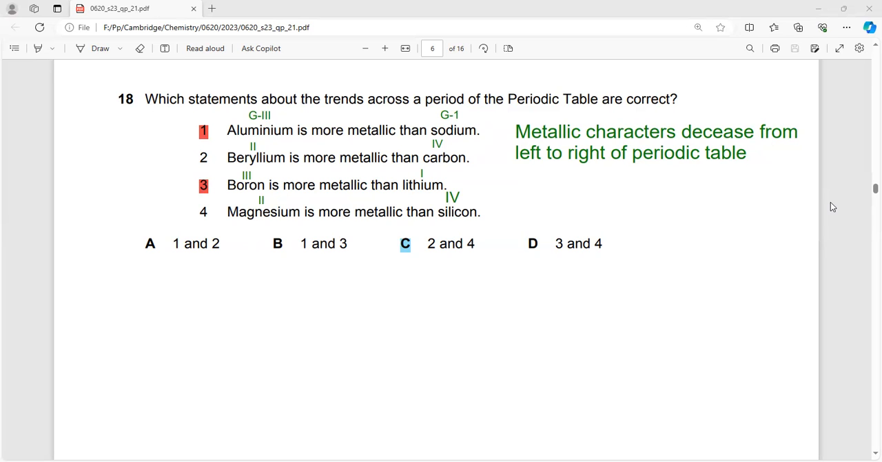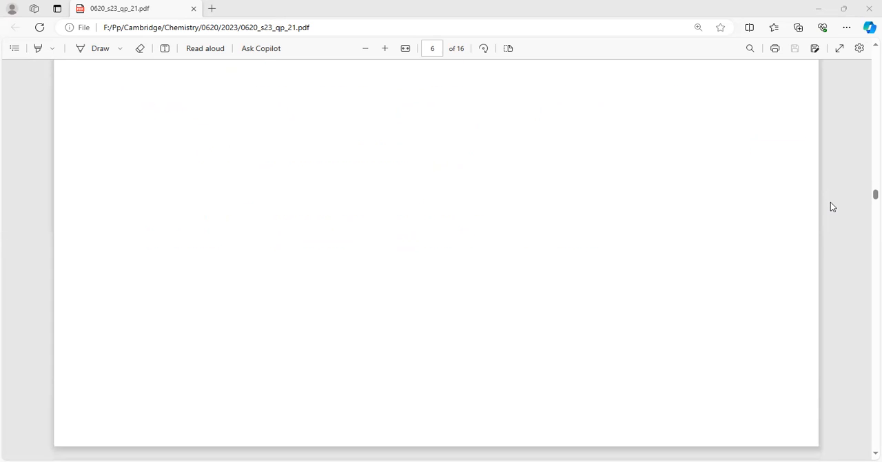Now, boron is more metallic than lithium. Lithium is in the first group, so that's why it is more metallic. So that's why it's the wrong option. Magnesium is more metallic than silicon. Magnesium is in the 3rd group, silicon is in the 4th group. So that's why 4 is our correct option. So C is our correct answer here.